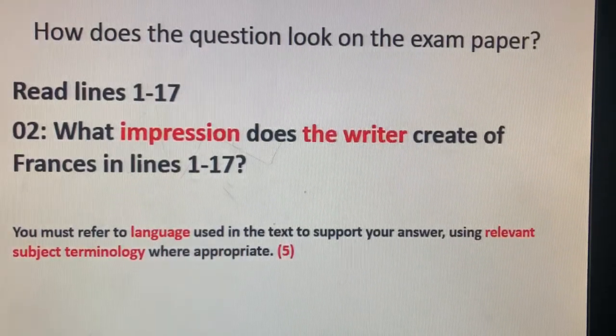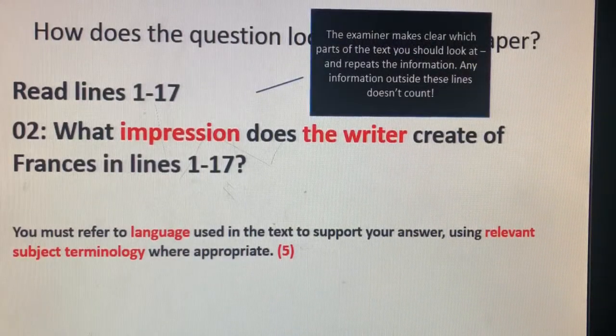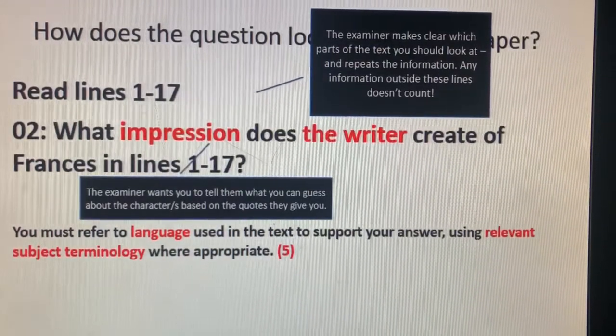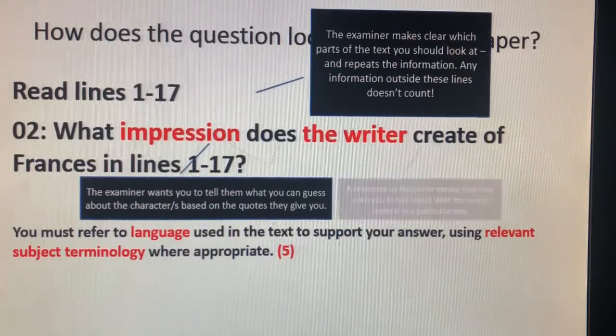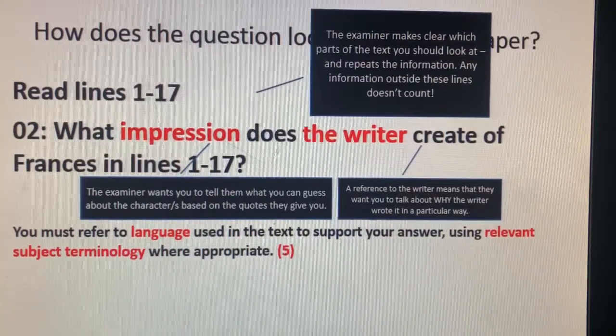The parts in red are the key things you'd want to look out for on the exam paper then. The examiner makes clear which part of the text you should look at and repeats the information. Any information outside these lines does not count. The examiner wants you to tell them what you can guess about the character or characters based on the quotes they give you. They want you to say what you can guess about the character based on the evidence. A reference to the writer means they want you to talk about why the writer wrote it in a particular way. What does the writer want you to think or feel about a character?